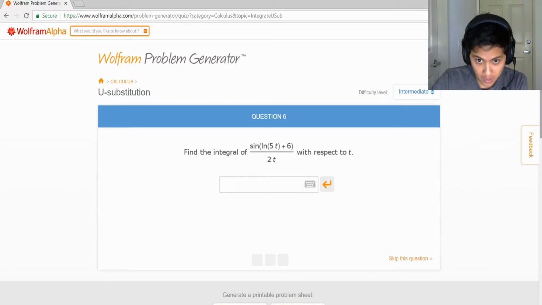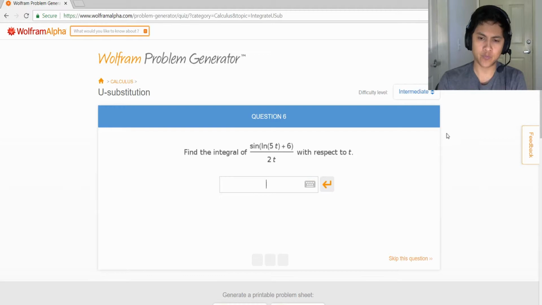Okay. Sine log 5t plus 6 over 2t. Okay, so this is a trick here. Log of 5t, that'll be my u. So u is equal to log 5t. No, u is equal to log 5t plus 6. du dt is equal to 1 over 5t times 5. So that's 1 over t, right? Just double checking in my head. Log of 5t is u, du dt is equal to 1 over 5t times 5. So that's just 1 over t dt. So 1 over t dt, and I'm missing a factor of 2.